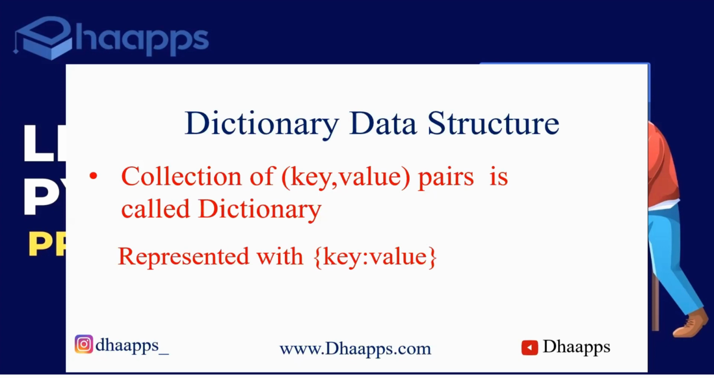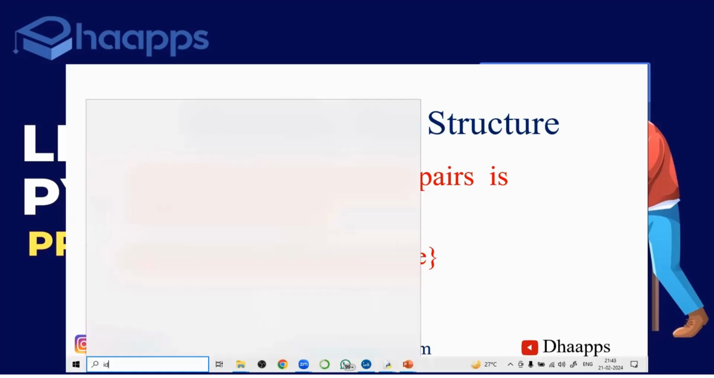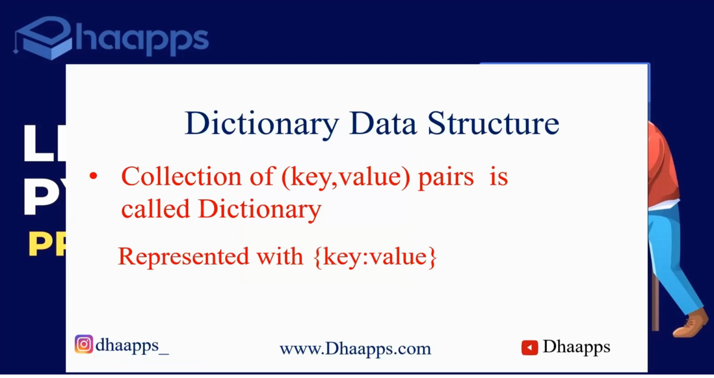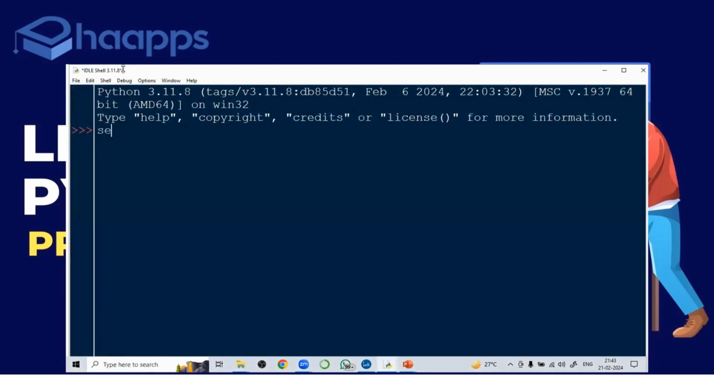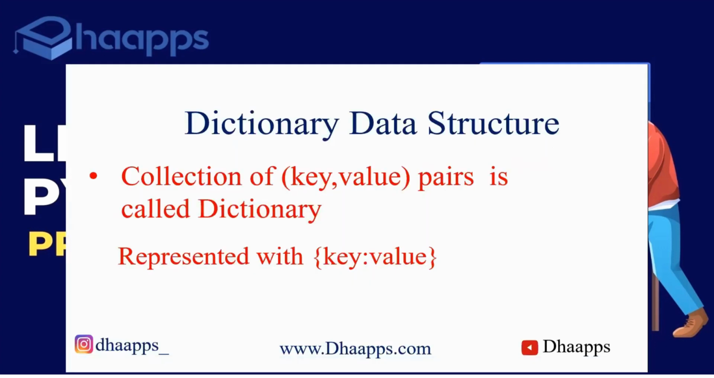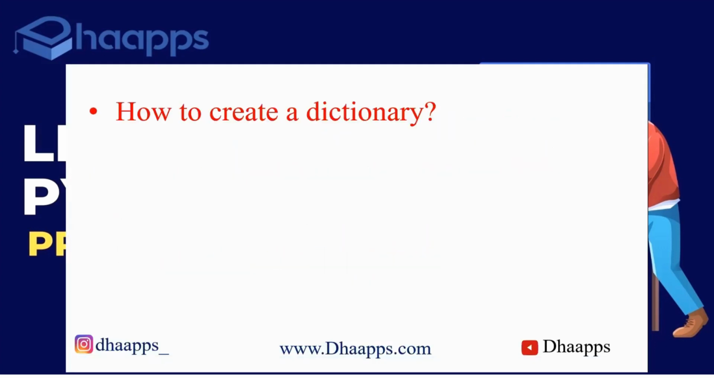And one thing about sets you need to remember, many people confuse. Empty set representation is this, guys. This is how you need to represent an empty set. Empty dictionary representation is this. No confusion. So how to represent a dictionary? You can use curly braces, and there will be one key and value.